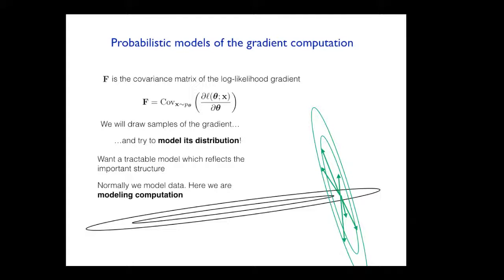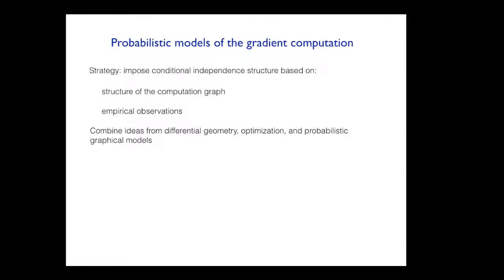And this is an unusual probabilistic modeling problem because normally we try to build models of data. In this case, we're trying to build a probabilistic model of the computation of the log likelihood derivatives. So we're trying to model computation. And the details are beyond the scope of a broad audience talk, but in general, the strategy that I've taken is to impose conditional independence structure based on both the structure of the computation graph, the graph saying how the derivatives are computed, but also empirical observations about the distribution over the log likelihood derivatives. And this work combines ideas from differential geometry, optimization, and probabilistic graphical models.